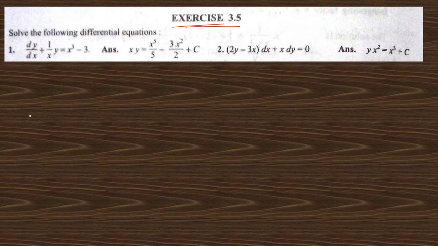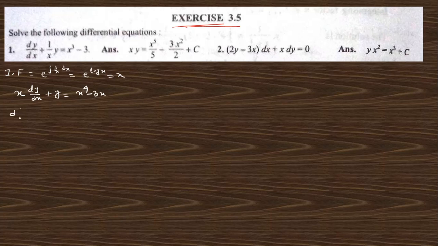So question number 1 says that dy/dx + (1/x)y is equal to this. So 1/x is P(x), so what will be the integrating factor? The integrating factor will be e to the power integration of 1/x dx, and this is nothing but e to the power log x, and this is x. So multiply this equation with x, and you will get x dy/dx + y equal to x to the power 4 minus 3x.